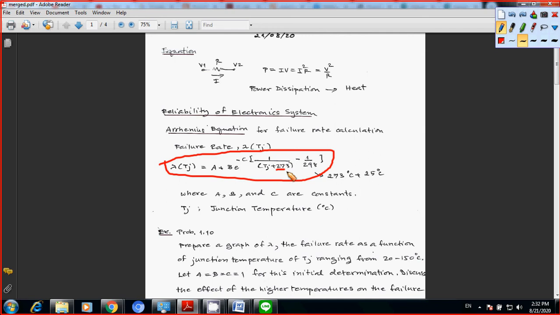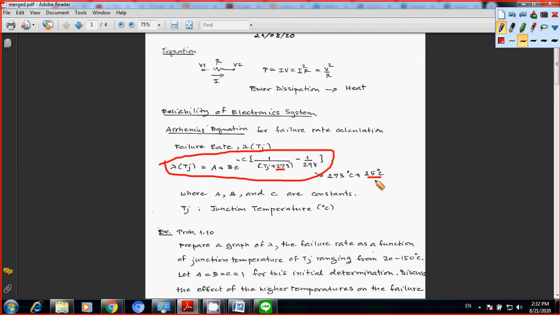And for the last term here, 298 actually comes from 273 plus 25 degrees Celsius, and that's also in the unit of Kelvin. And 25 Celsius is the ambient or room temperature. It's just like a reference temperature. And A, B, C are constants.